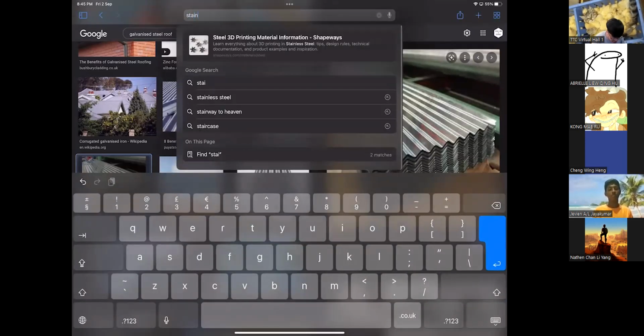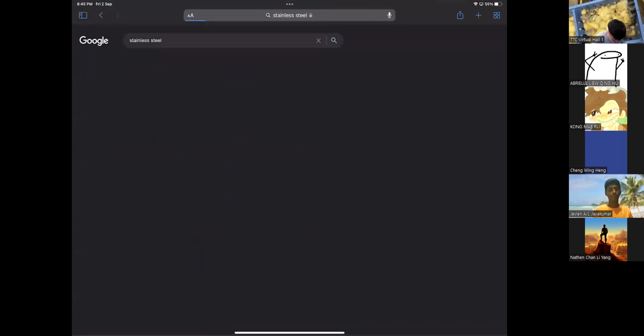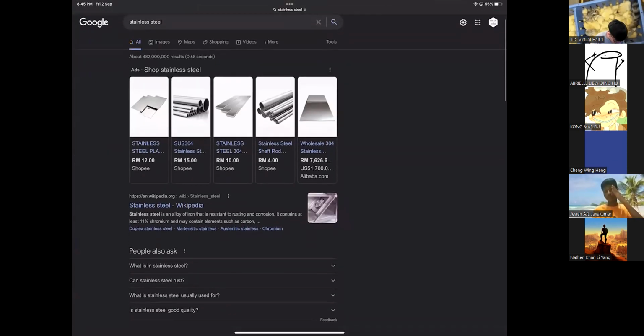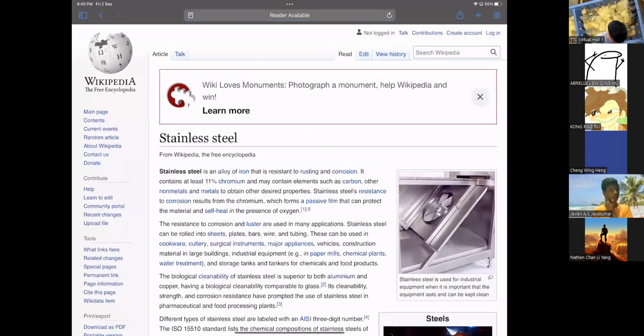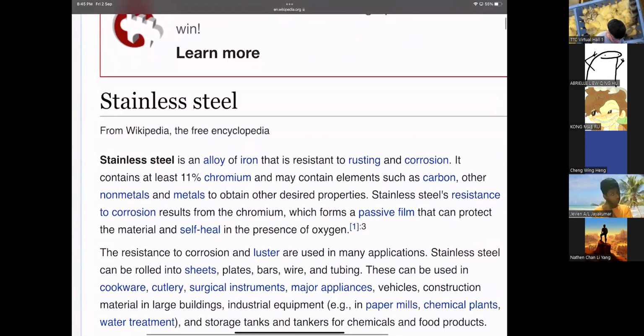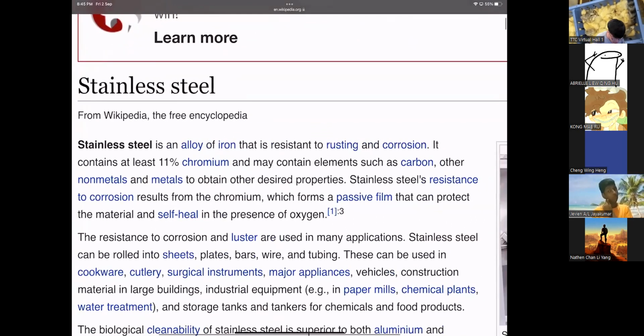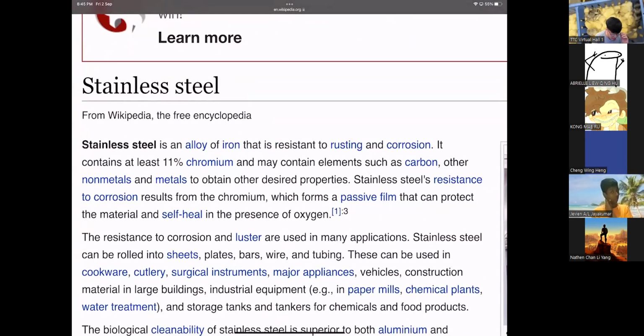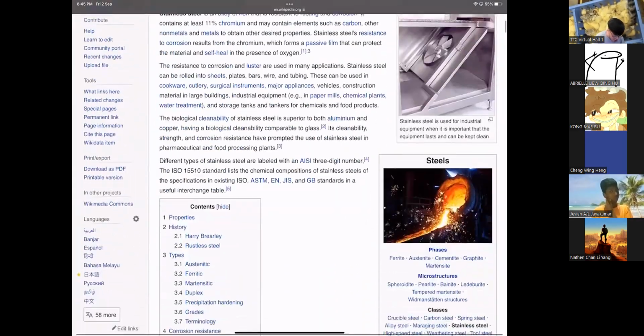Okay, stainless steel, it depends on the grade lah. Let's see what they are made of. There, you look at this. It contains at least 11% chromium and may contain elements such as carbon, other non-metals, and so on. It depends on what stainless steel though.